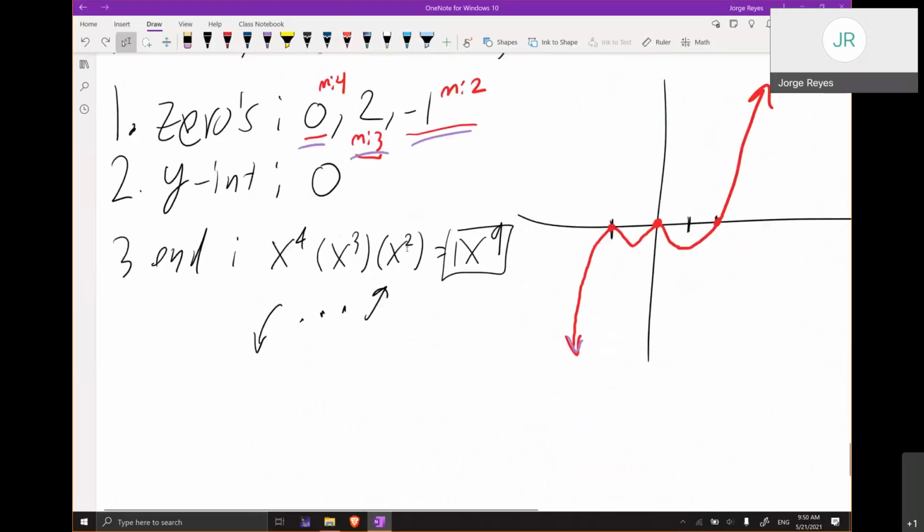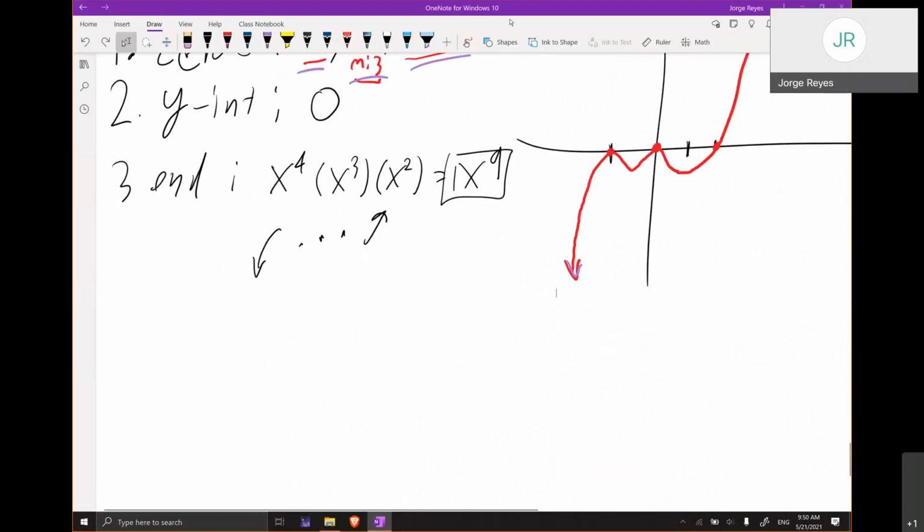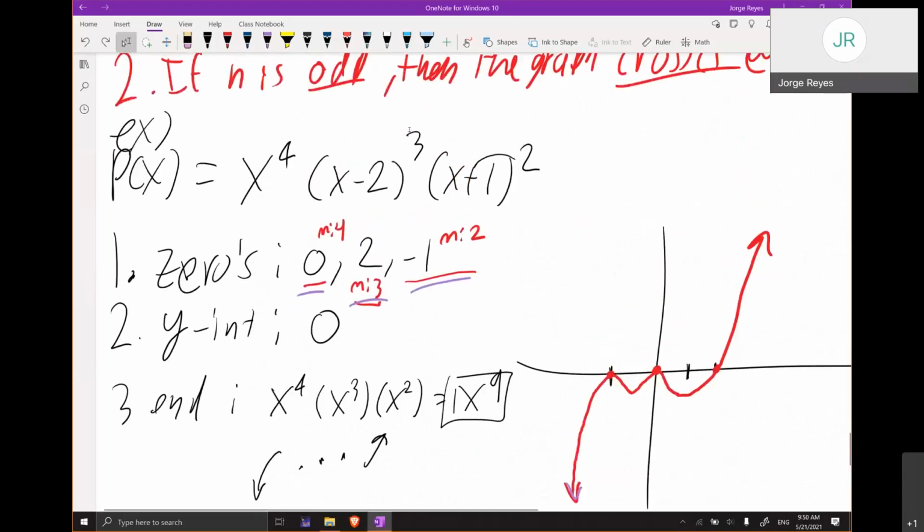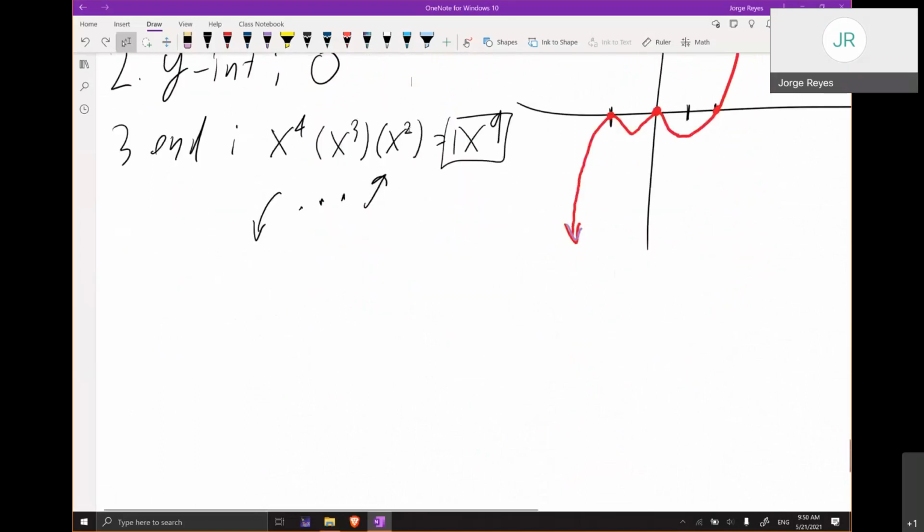Okay, this video is getting a little long. Let's just do one more quick example with multiplicities, and then let's wrap up this section.